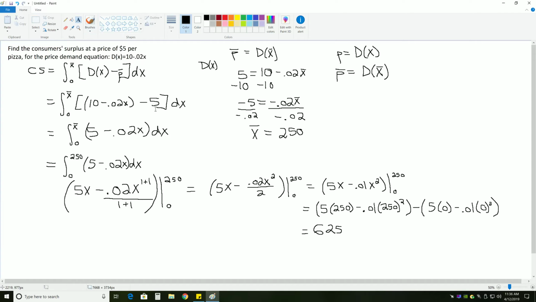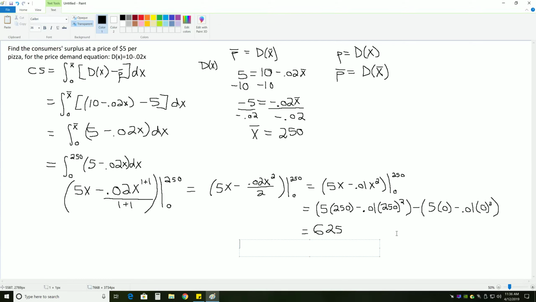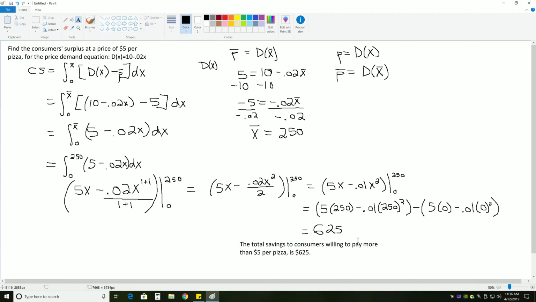So, because this is a story problem, we want to go ahead and give a sentence answer here. So we'll say the total savings to consumers willing to pay more than $5 per pizza is $625. And that is our answer to our original problem.